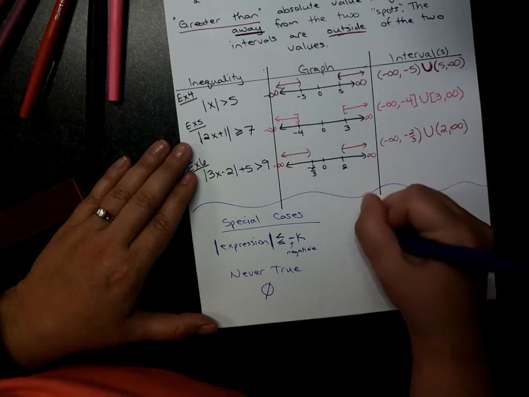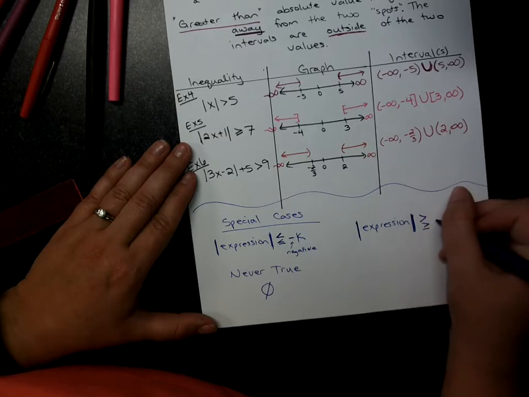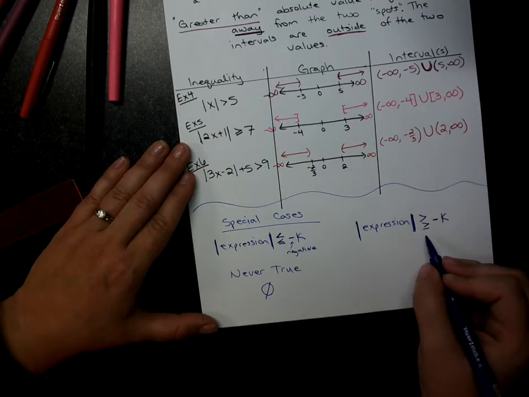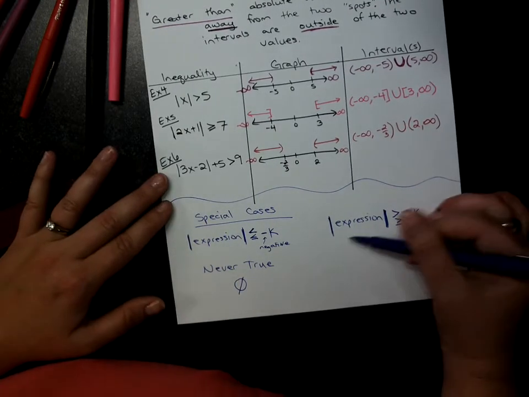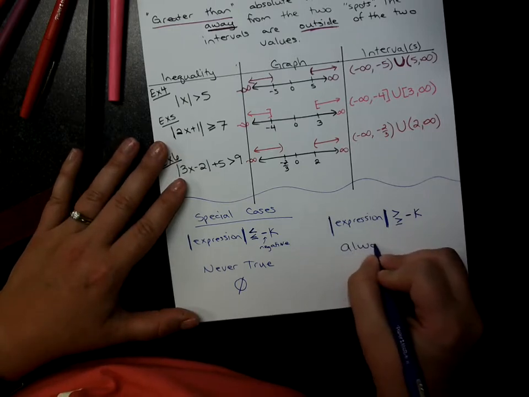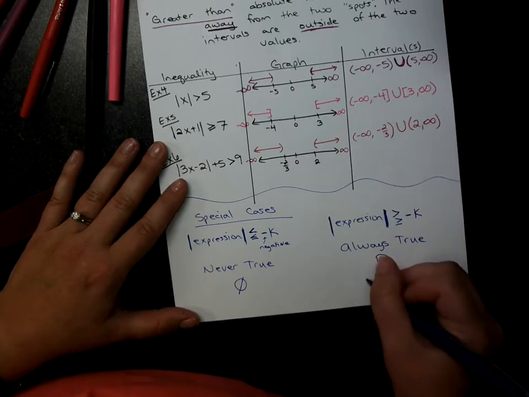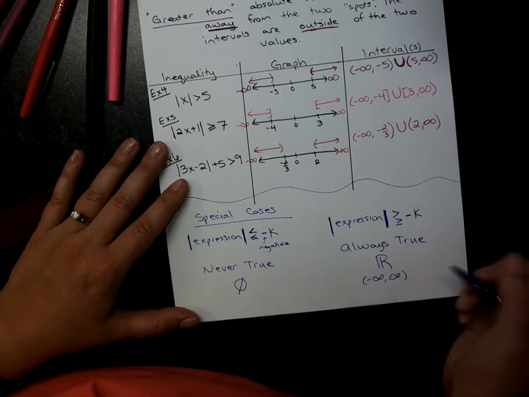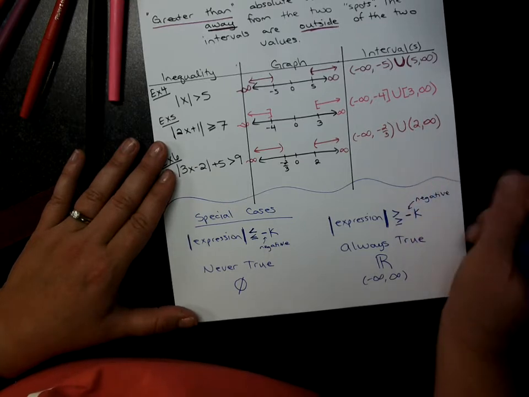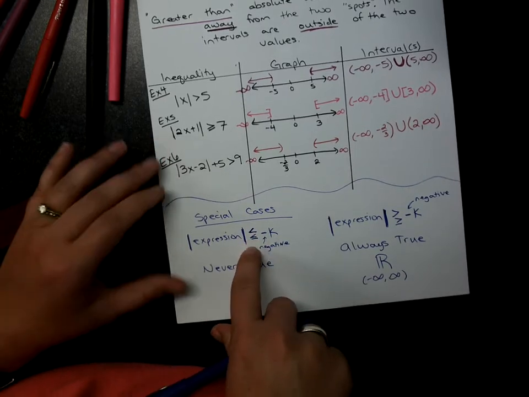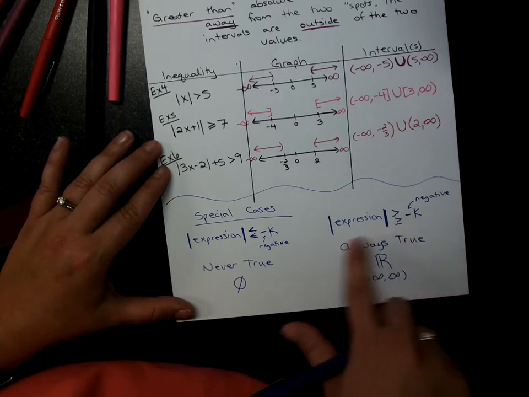The other special case is if you have the absolute value of an expression. Again, make sure your notes are clear where they look like absolute value bars. If you have the absolute value of an expression is greater than or equal to a negative. If it's greater, then again, if you always get 0 or a positive number, once you take the absolute value, this is always true. So that's all real numbers. Negative infinity to positive infinity. So again, if you have a negative on the other side, if it's less than or equal to the negative, it's never true. If it's greater than or equal to a negative, it's always true.